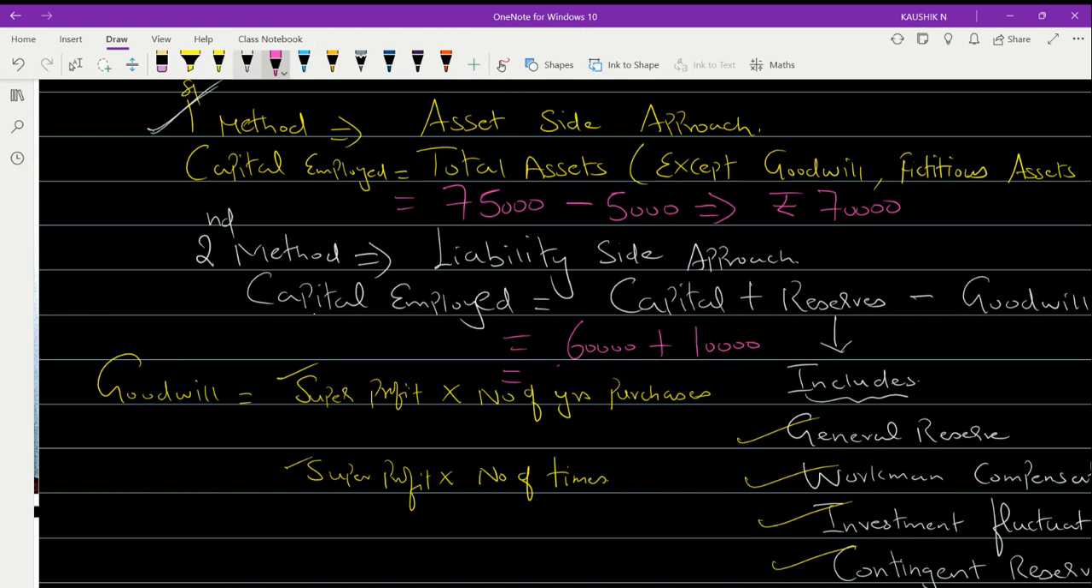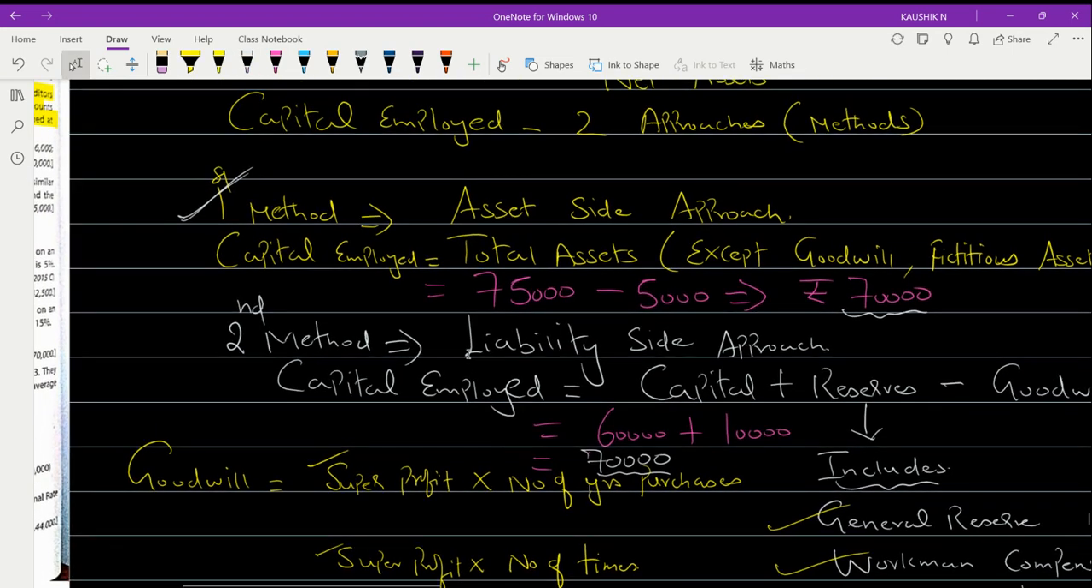70,000. So you are getting 70,000 rupees. Now you see, by using an asset side approach also, the value of capital employed is 70,000. By using a liability side approach also, the value of your capital employed is 70,000. Any doubt in this one?